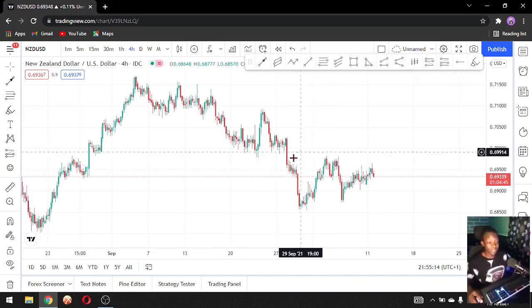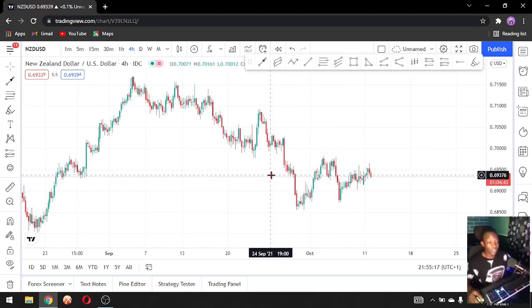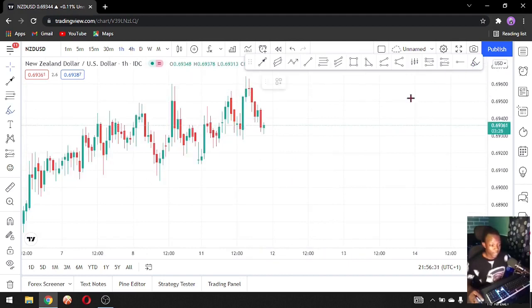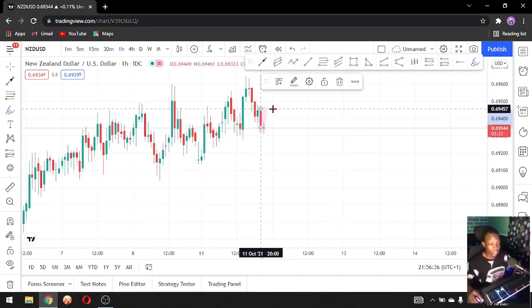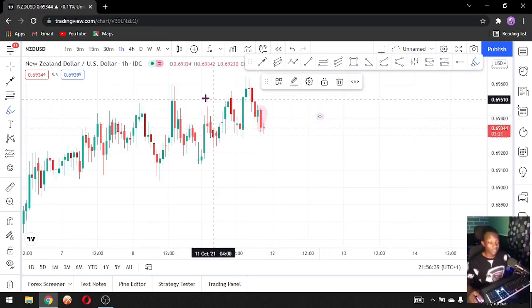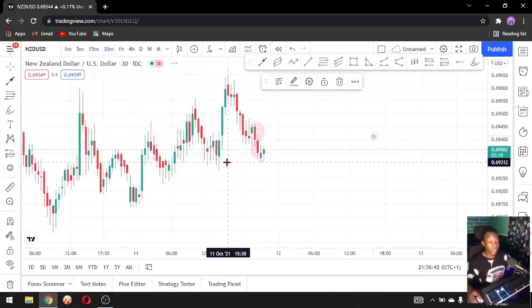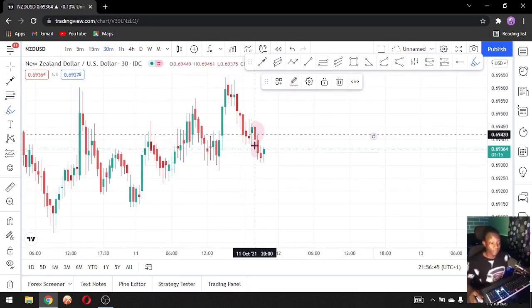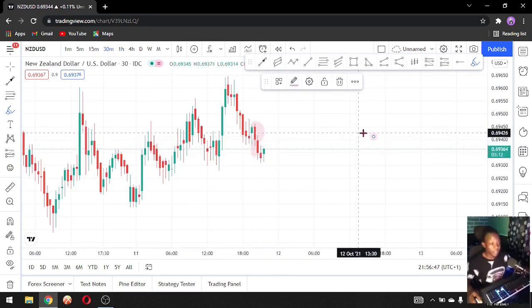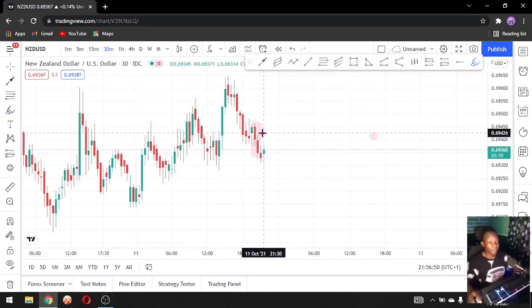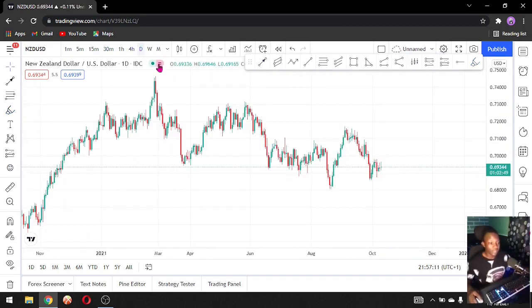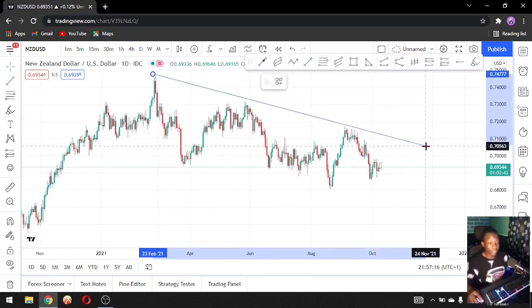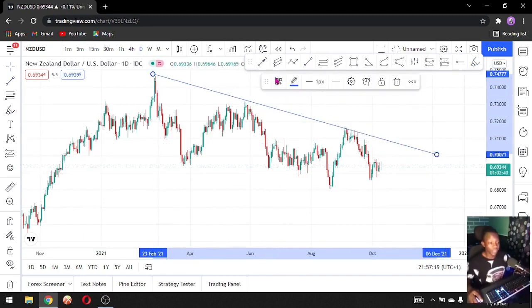You should know that one candlestick in the 1-hour time frame is equal to 2 candlesticks in the 30-minute time frame. If I highlight one candlestick in the 1-hour chart, you will see 2 candlesticks in the 30-minute chart. So the higher the time frame, the fewer candlesticks you will see. Looking at this pair, New Zealand US dollar, we will now go back to the daily time frame to see the current trend. We have ourselves a bearish trend line and a small bullish trend line.